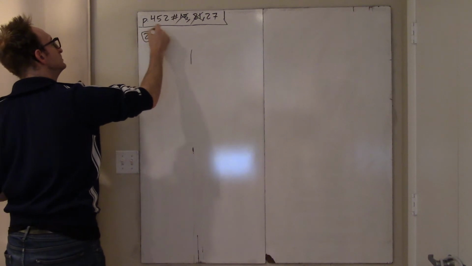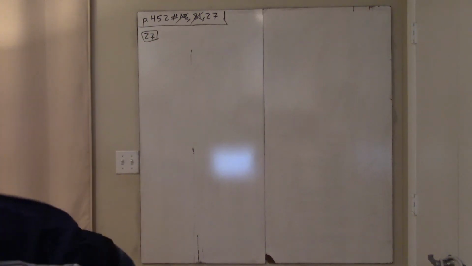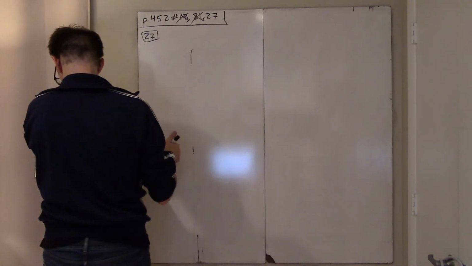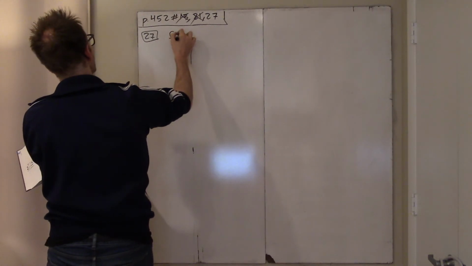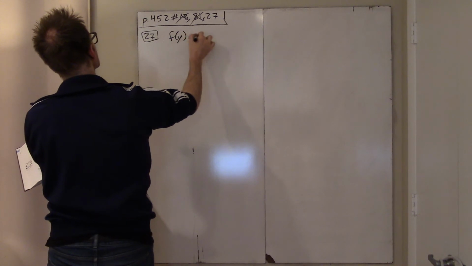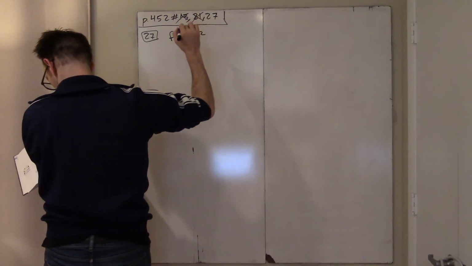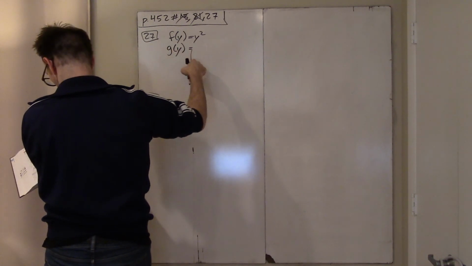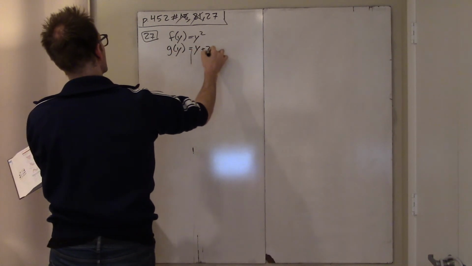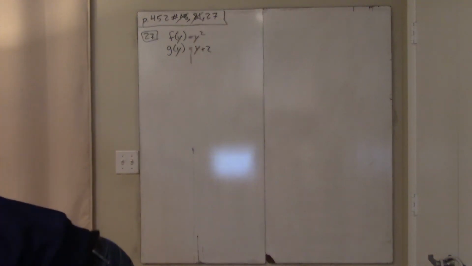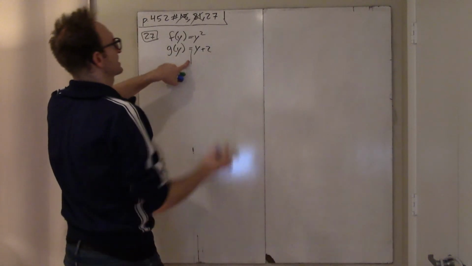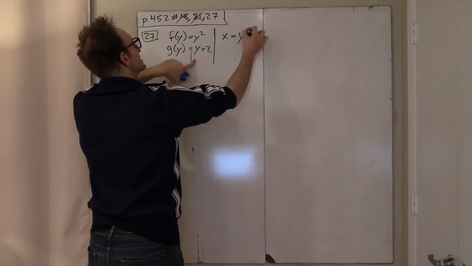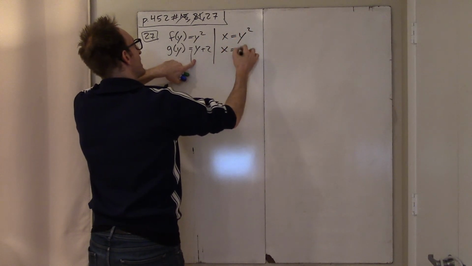27. 27 says, same directions. Here are my curves. f of y equals y squared, the book says, and g of y equals y plus 2. Okay, this is just the same problem again, and I don't like this language. I'm just going to think of it as x equals y squared and x equals y plus 2.